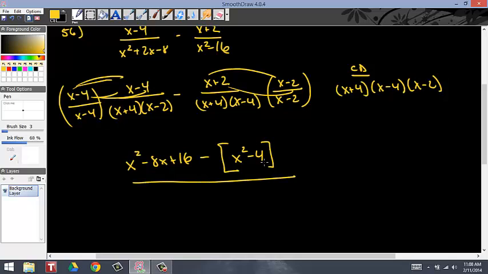Cameron, I have a funny feeling this is where the mistake happened. Right? And that is very, very typical. Don't worry about it. It happens. Remember, you are always subtracting the entire thing, not just one thing.